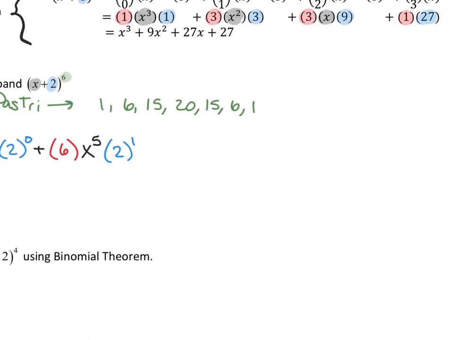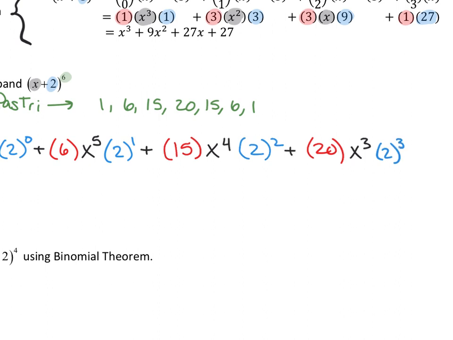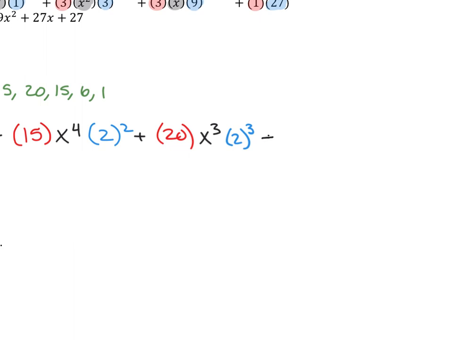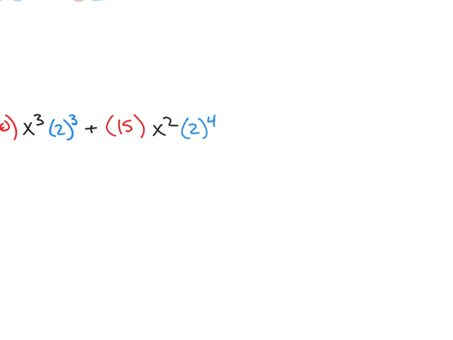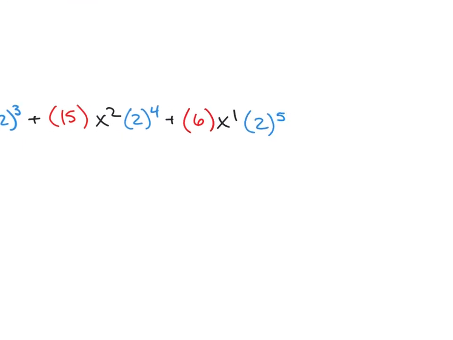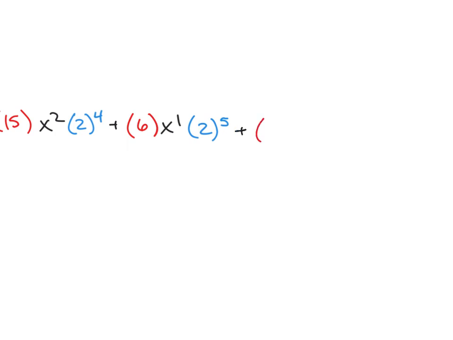Then we keep going. The next term will be the next number in Pascal's triangle, 15. X to the 4th, 2 to the 2nd. Then we keep going. 20, x to the 3rd, 2 to the 3rd. We keep going. This is 15, x to the 2nd, 2 to the 4th. We keep going. Notice why I turn this sideways, right? These are long problems in the sense that they take a lot of sideways paper. This would be 6, x to the 1, 2 to the 5th, and finally 1, x to the 0, 2 to the 6.